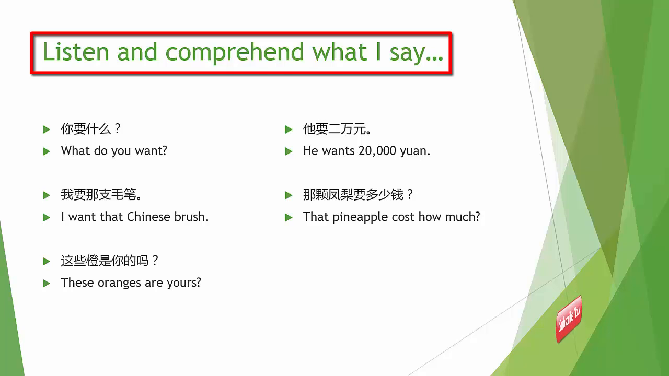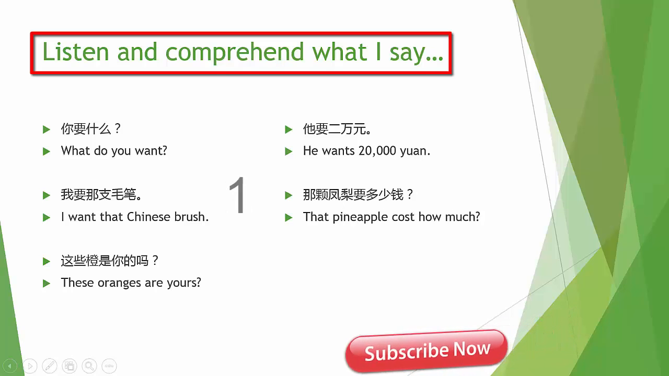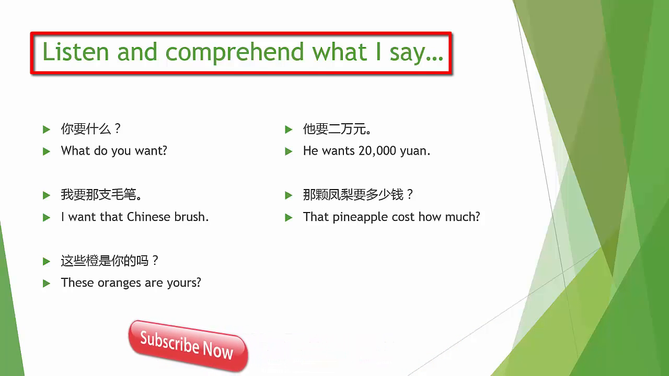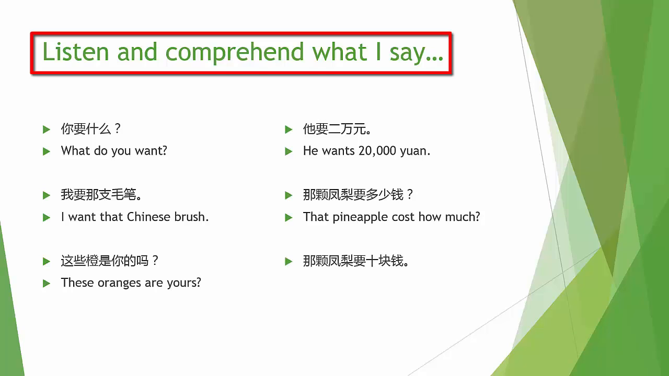Can you think of an answer to this question? Okay, my answer is this. 那颗凤梨要10块钱. 那颗凤梨要10块钱. Okay, can you get it right? It is this. It is similar in the beginning of the sentence, but just the answer at the back is different.